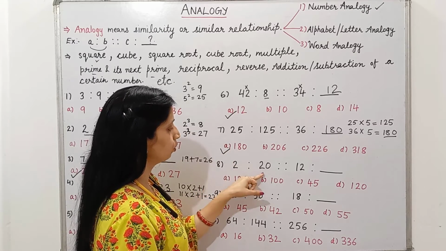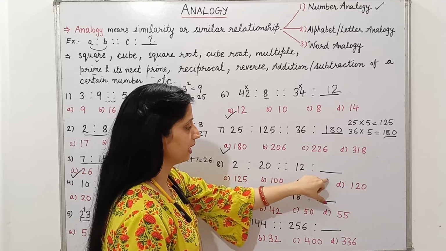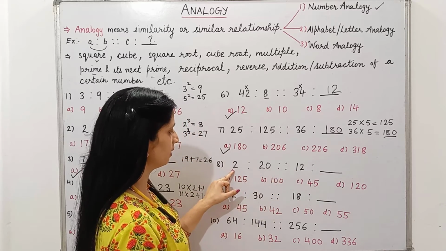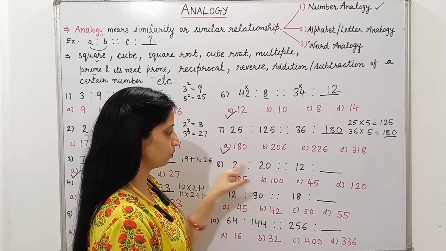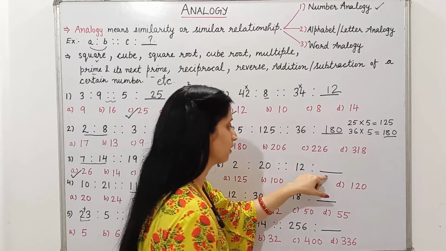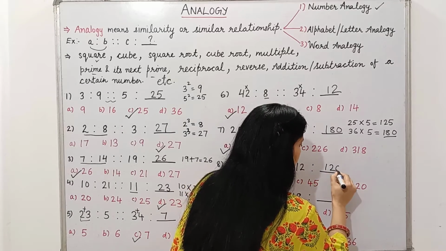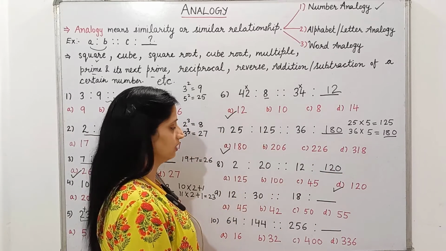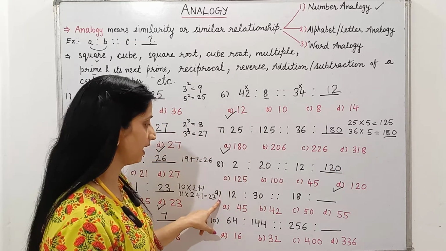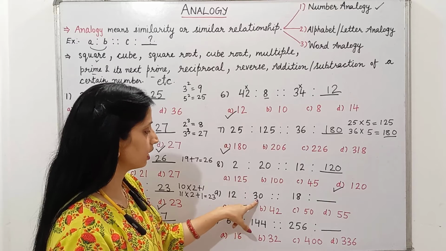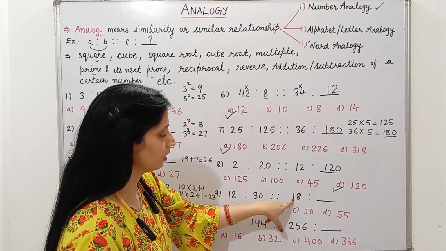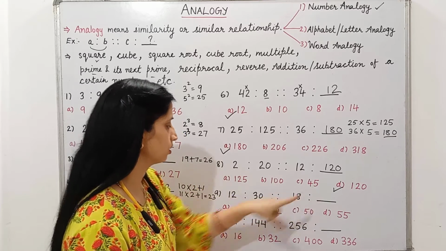Now 2, 20, 12 and dash. It's very simple. If you multiply 2 by 10, we will get 20. 2 tens are 20. So 12 tens are 120. So the answer will be 120. Now let's move on to the next question. That is the ninth one. 12 is to 30, related in the same way to 18 is to dash.